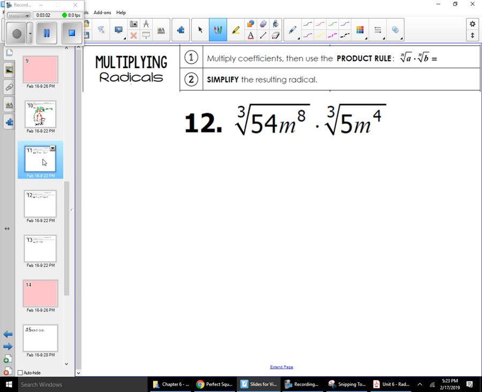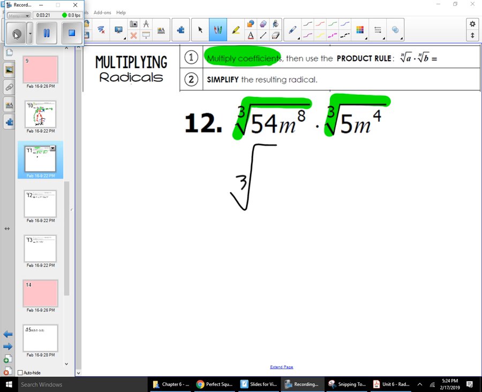Let's take a look at a cube root example, and then I'll go ahead and cut this video off. We'll break this one into 2 videos. Notice we have 2 cube roots here. What's nice about this one is no coefficients. So we're not looking at something too crazy just yet. So we want to multiply the numbers underneath the radical. 54, let's stick with red. 54 times 5 is going to be 270. And then multiplying the variables together, m to the 8th times m to the 4th, that is m to the 12th.